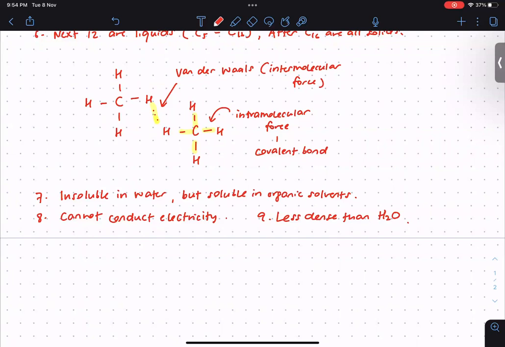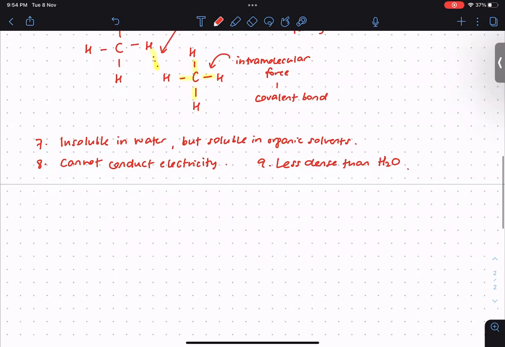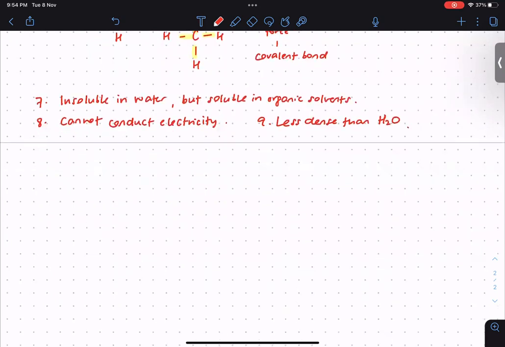After this, we'll move on to the chemical properties of alkanes. For the chemical properties, we'll discuss all of the chemical reactions they can carry out.